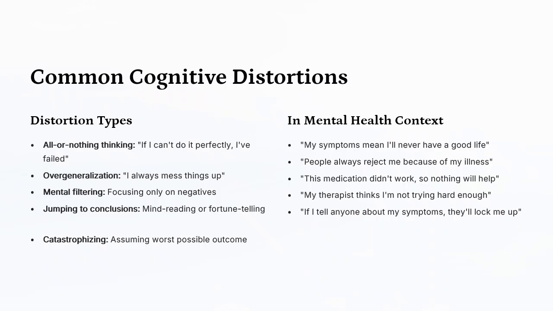Common cognitive distortions. Distortion types. All or nothing thinking. If I can't do it perfectly, I failed. In the mental health context, that might mean my symptoms mean I'll never have a good life. Overgeneralization. I always mess things up. In the mental health context, people always reject me because of my illness.